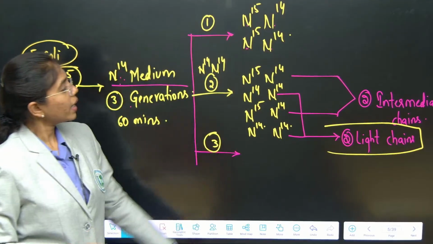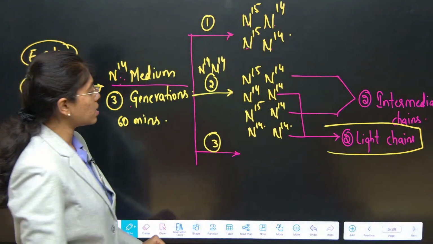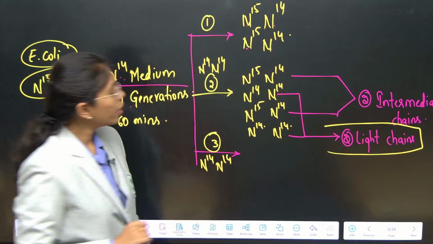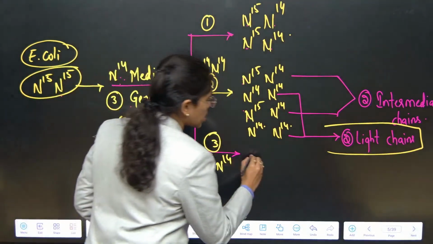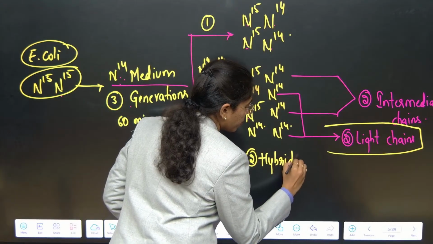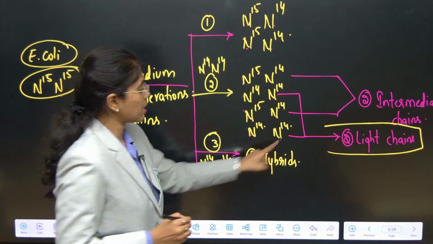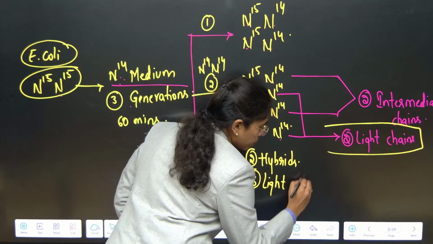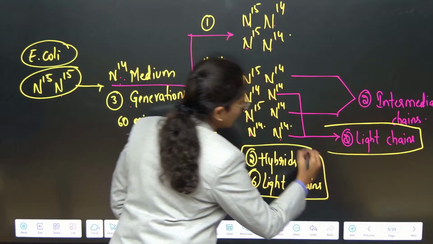Third generation, again each strand will act as a template. When each strand is a template, again it is placed in N14 medium. Now you tell me, it has two heavy strands, which means two hybrids are possible, yes or no? How many light chains are possible? 1, 2, 3, 4, 5, 6. 6 light chains are possible. And there is no possibility of a single heavy isotope.